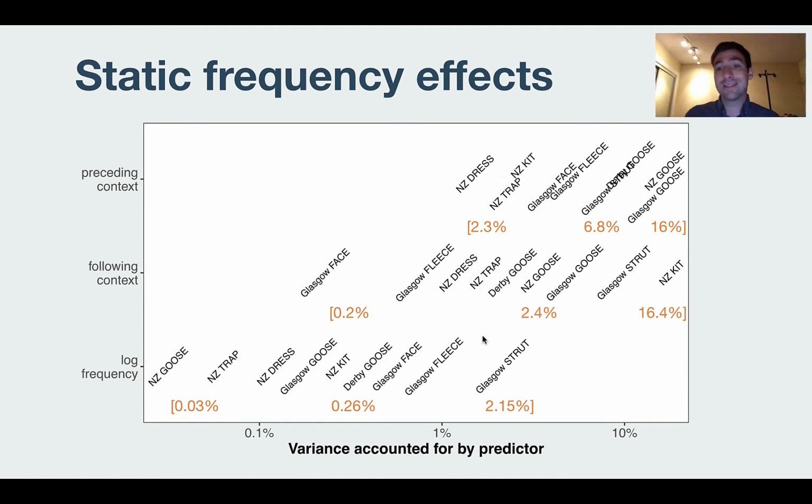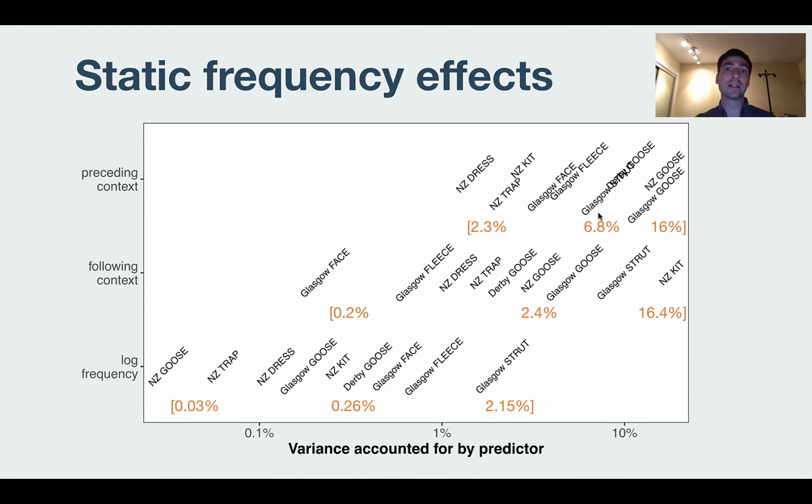The overall pattern is pretty clear here, and that's that preceding context and following context do account for more of the variance than does log frequency. And maybe that's not a surprising finding, but one thing that's important to bear in mind here is that the scale that we have on the x-axis here is a log scale, right? So actually when we say that there is a difference, this graph is maybe a little bit misleading in that it doesn't seem like a huge difference, but it's actually quite a big one.